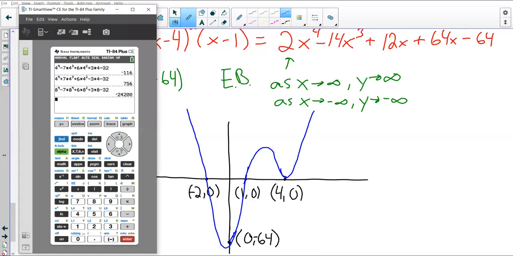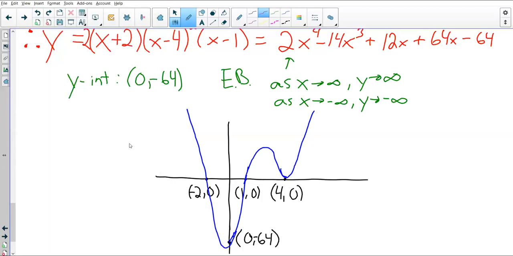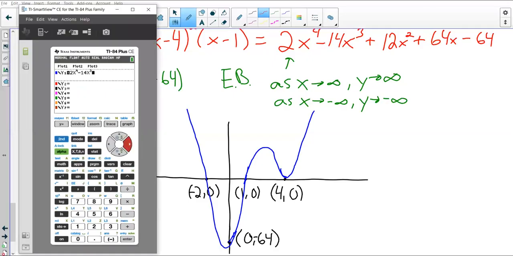Now, if I just very quickly grab my calculator, we'll graph the function. So I've got 2x to the 4th minus 14x cubed. I missed a square there. That should be 12x squared. Just fix that, and then we'll go back to the calculator. Plus 12x squared plus 64x minus 64.